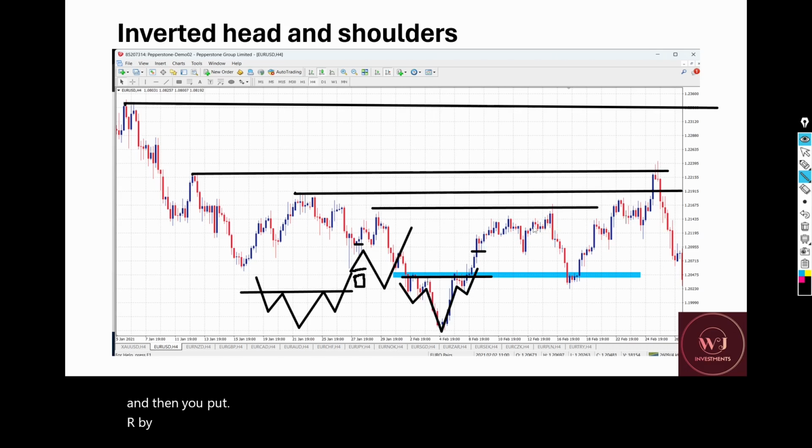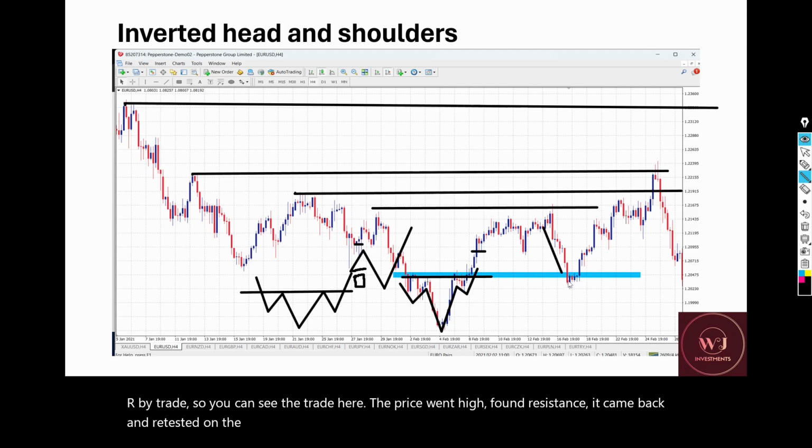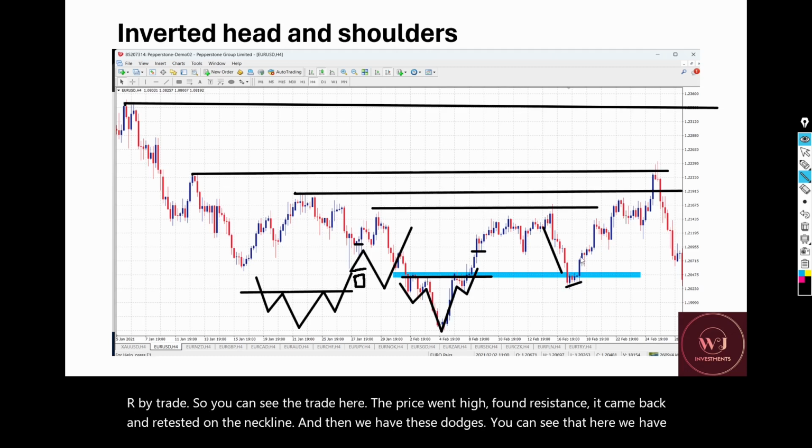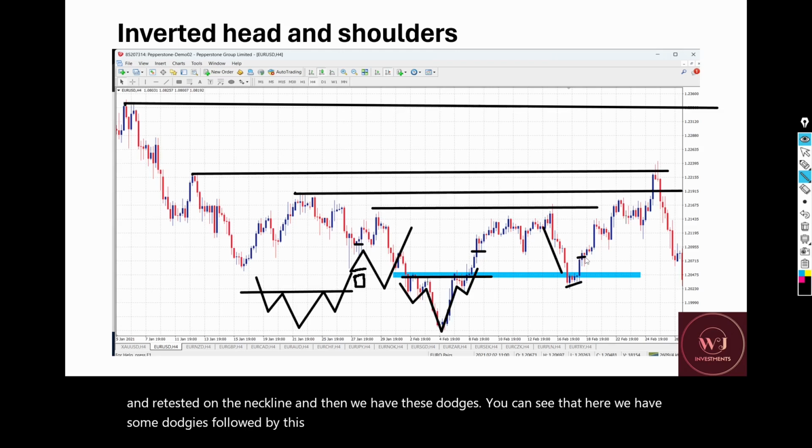You can see that right here the price went high, found resistance, came back and retested on the neckline, and then we have these dojis. You can see that here we have some dojis followed by this big bullish candle, so we could put our buy order from there, and then this becomes take profit one.